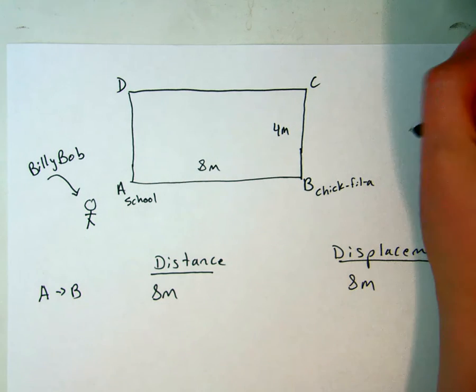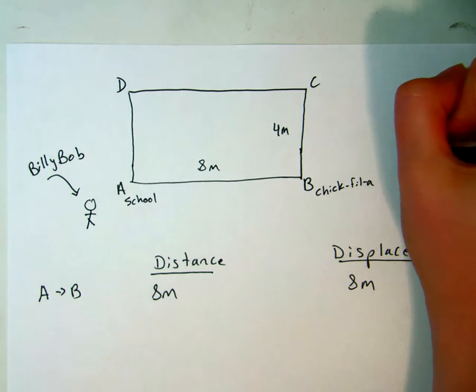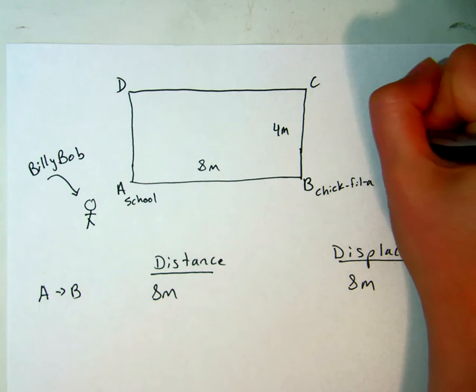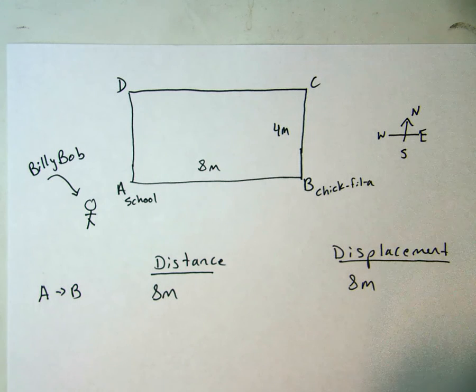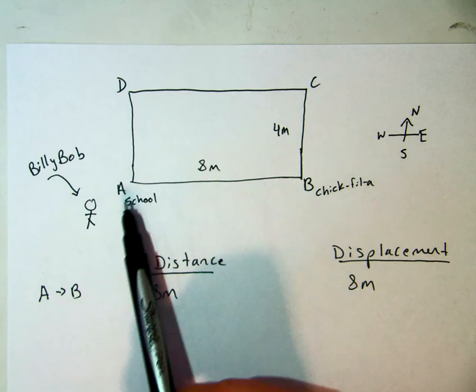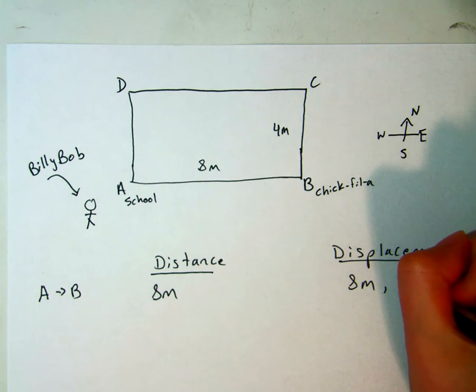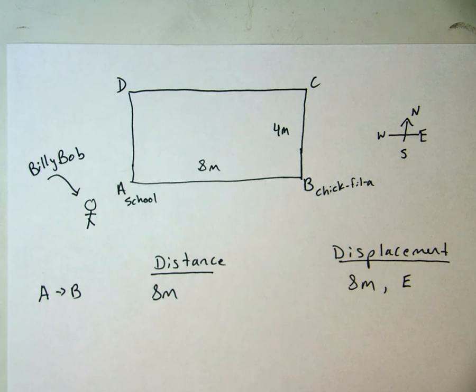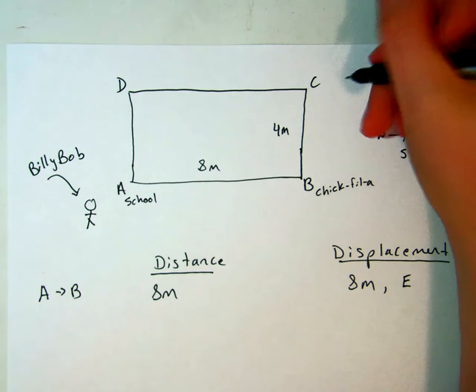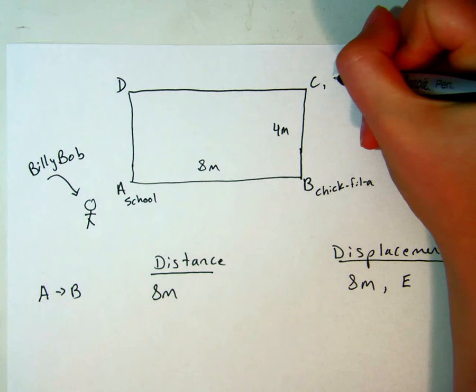Okay. Well, typically, if we're looking at a flat sheet of paper, we're going to say that the top of the page is north, and then south would be opposite, and we have west and east. Okay, well, that's not too bad. So if Billy Bob went from school to Chick-fil-A, this would be in the eastward direction. So he went 8 meters east, and you can abbreviate that as an E if you'd like. Okay. Well, let's say that after Billy Bob finished up at Chick-fil-A, he decided he wanted to go to Ben & Jerry's for some ice cream.